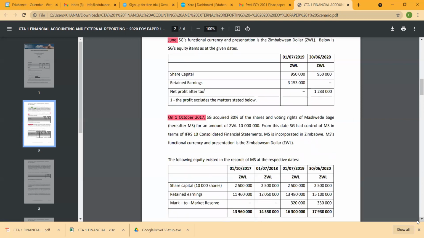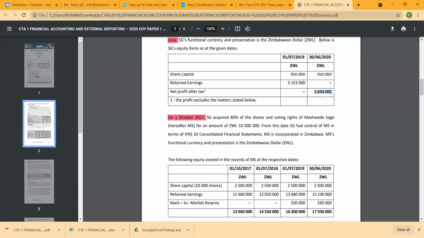Okay, so the equity balances for SG, 1 July 2019 and 30th June 2020. Obviously the first column is the opening balance and the last column is the closing balance. Here we have share capital, we have retained earnings, we have net profit after tax. Then they're saying the profit excludes the matters stated below. So as you can see, we have to make adjustments to this profit number because there are some numbers we have to take into account. Okay, so that is SG.